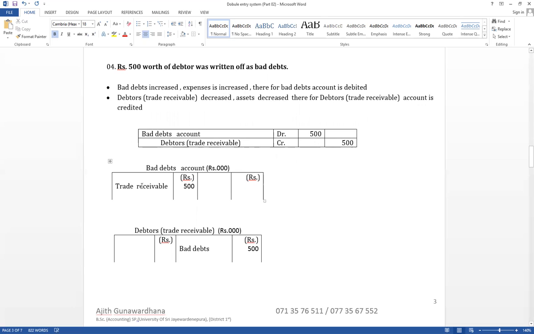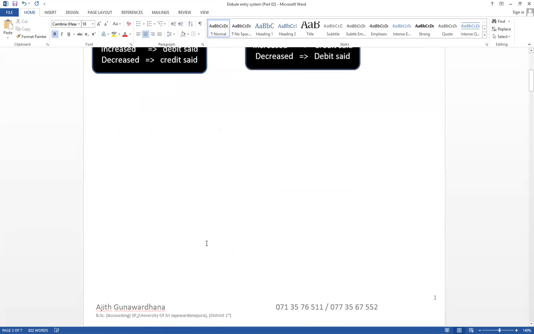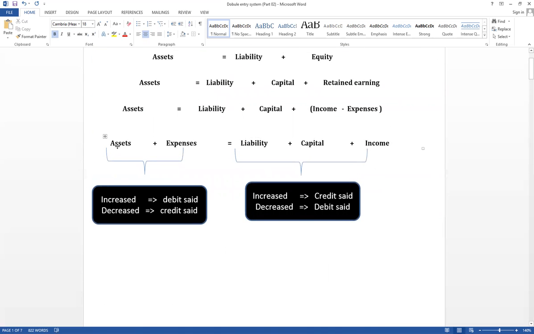Therefore, bad debts account debit side as trade receivable, and trade receivable account, debtors account, credit side as bad debts. Think about the double entry system, debit and credit methods. All the transactions should be recorded in the ledger accounts. This is the basic theory, the thing to keep in mind. If the effect is an asset and expense increase, debit side. If asset and expense decrease, credit side. Liability, capital and income increase, credit side. If those decrease, debit side.